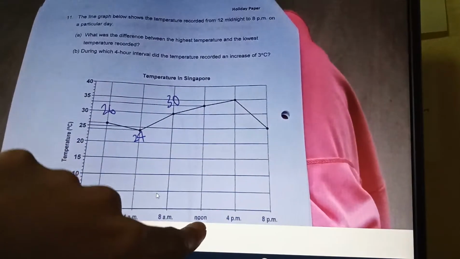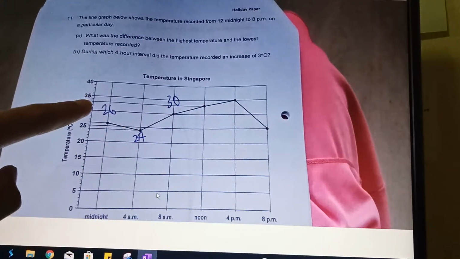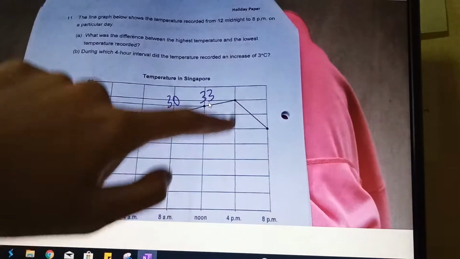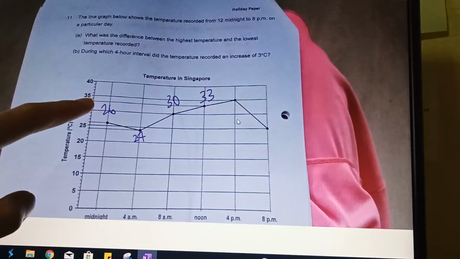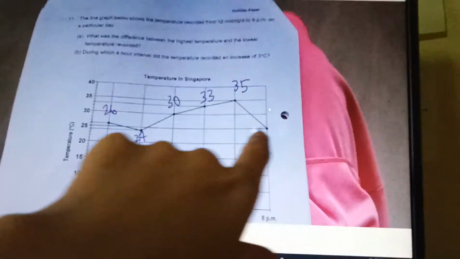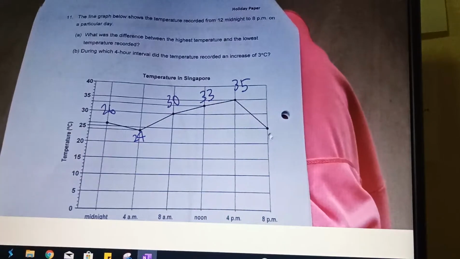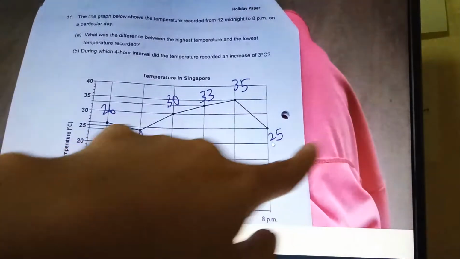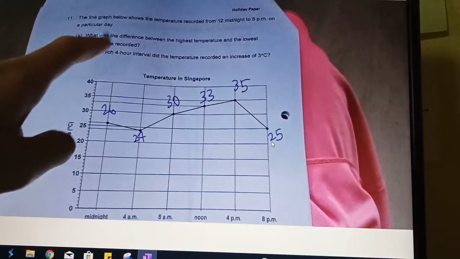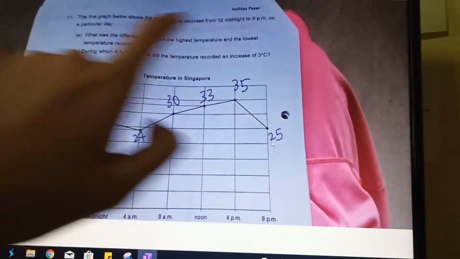At noon, you draw a line, it hits here. So 31, 32, 33. At noon is 33 degrees. At 4 p.m., the temperature is 35 degrees. At 8 p.m., the temperature is 25 degrees. It'll be easier if you use a ruler. Okay, more accurate. So what was the difference between the highest temperature and the lowest temperature?